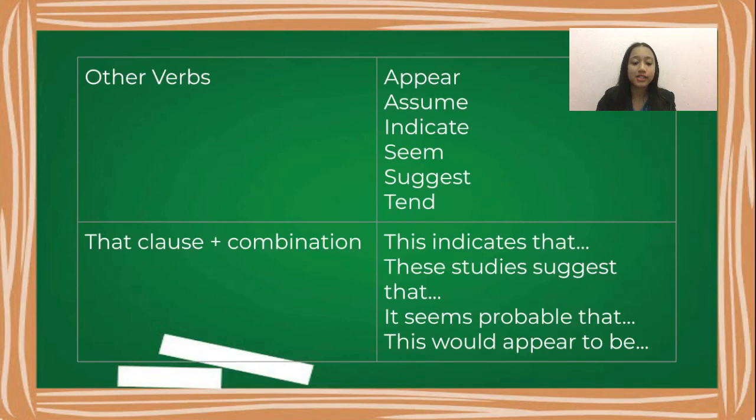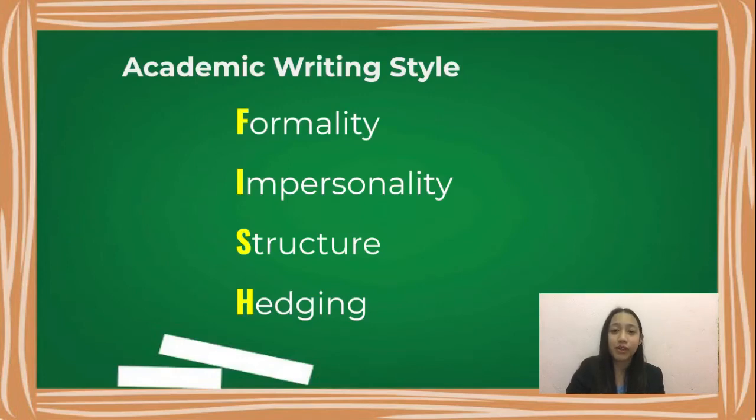And that clause plus combination, we have this indicates that blah blah blah. And these studies suggest that blah blah blah. And it seems probable that blah blah blah. This would appear to be blah blah blah. So again, for academic writing style, just remember FISH. F for formality, I for impersonality, S for structure, and H for hedging.